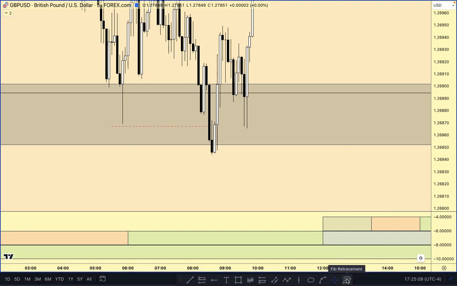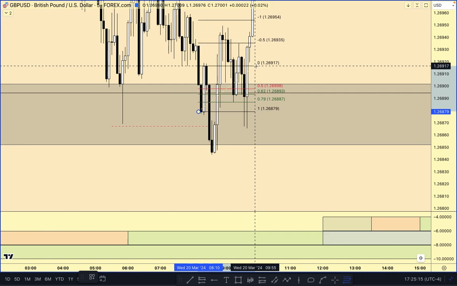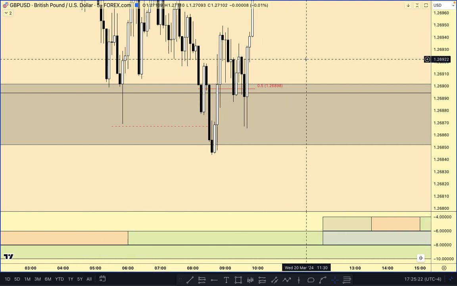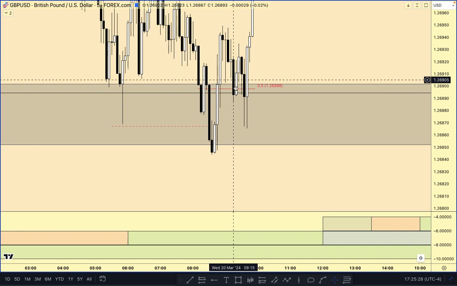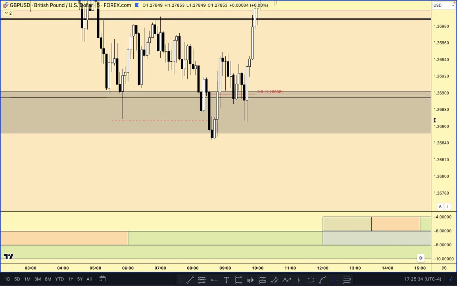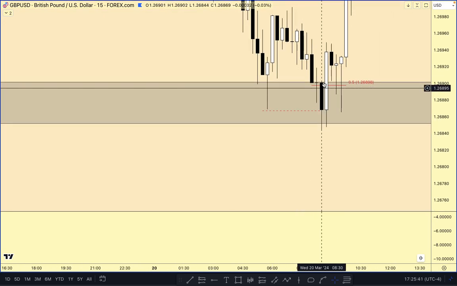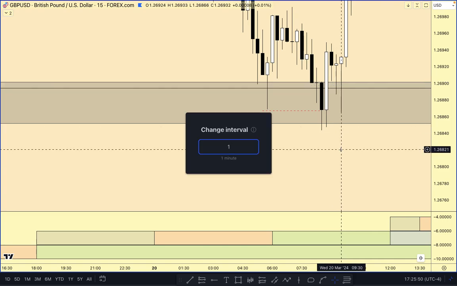Let me just show you. So that red line is the halfway point of this. Can see wick, wick, wick. Let's see how that looks on the 15 minute. Can see on the 15 minutes an order block, wicking, wicking, wicking. It's just layered on top of each other.